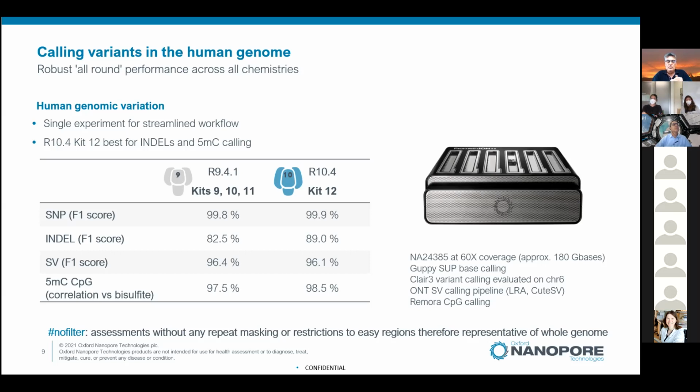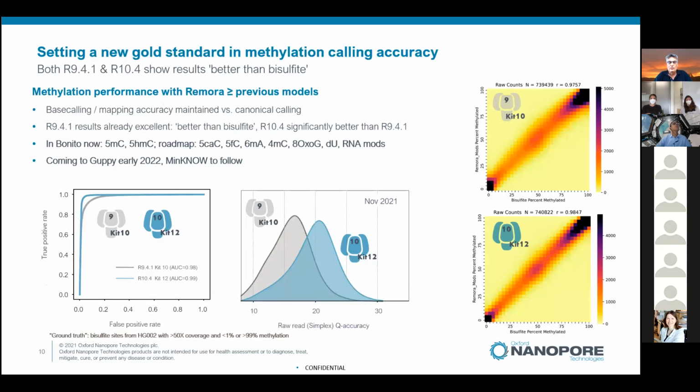CpG methylation correlation with bisulfite sequencing is over 98%. So I showed you earlier, I think 93%, it's over 98% now. POR 10 actually is better at determining methylation status than POR 9. So we get some bonus improvements.